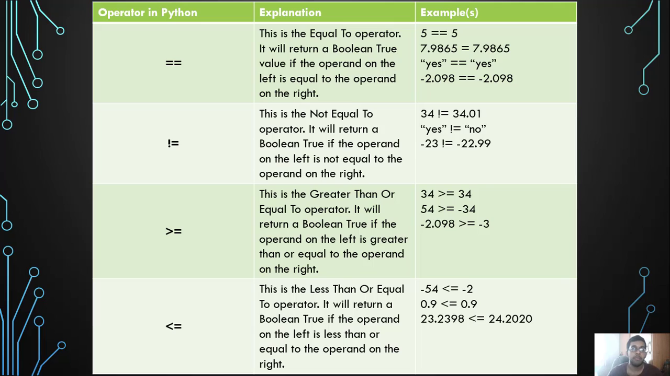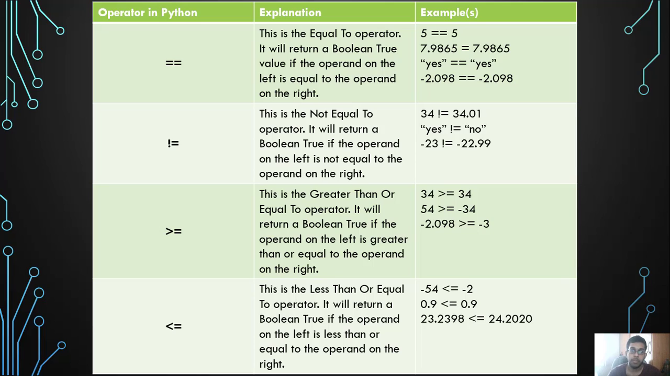Double equals to. This is the equal to operator. It will return a Boolean true value if the operand on the left is equal to the operand on the right. 5 is equal to 5. 7.9865 is equal to 7.9865. Yes is equal to yes. Negative 2.098 is equal to negative 2.098.